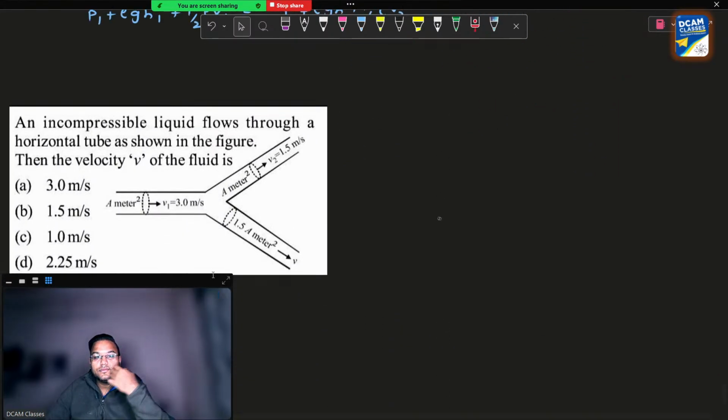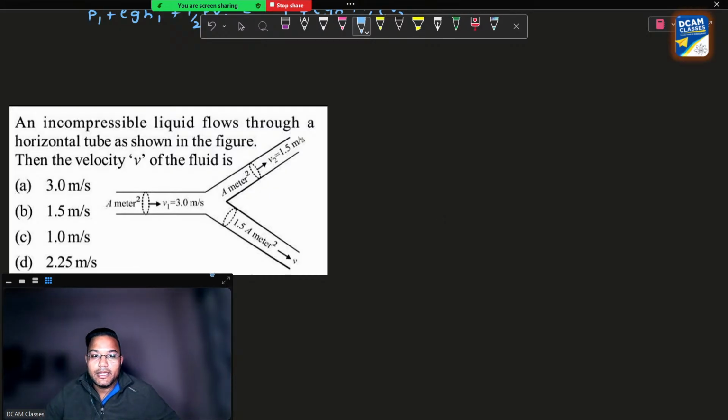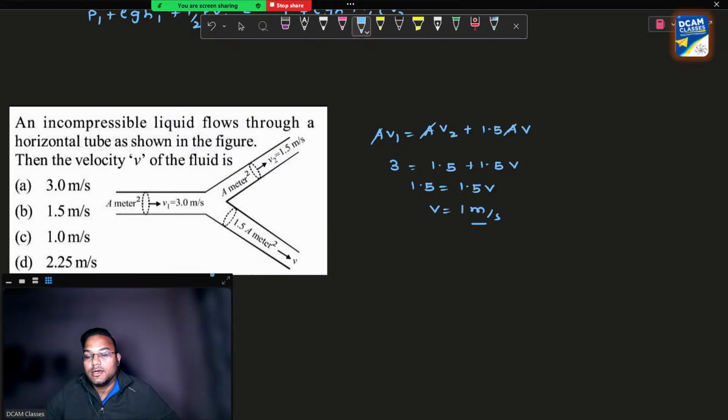So here, just apply A into V1 is equal to A into V2 plus 1.5 A into V. Cancel A. V1 is 3, so 3 equals 1.5 plus 1.5 V. 1.5 is equal to 1.5 V. So V will be equal to 1 meter per second. Good.